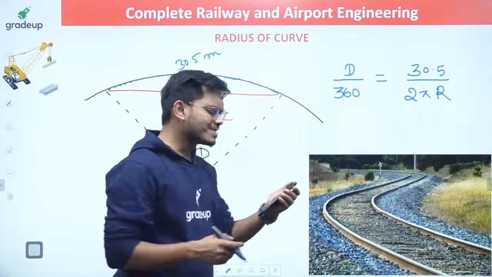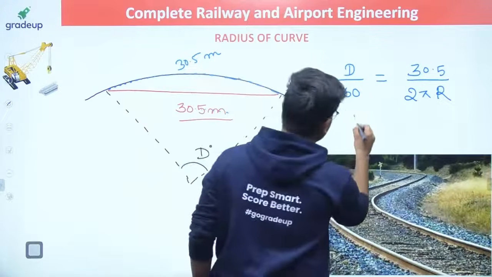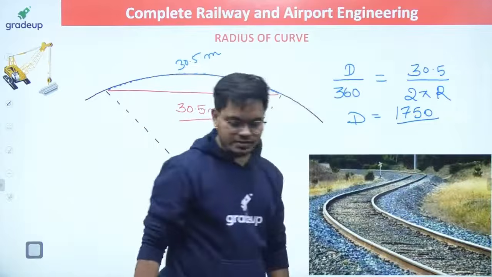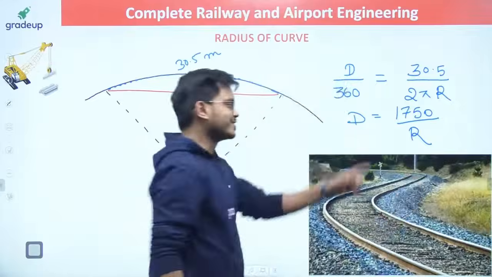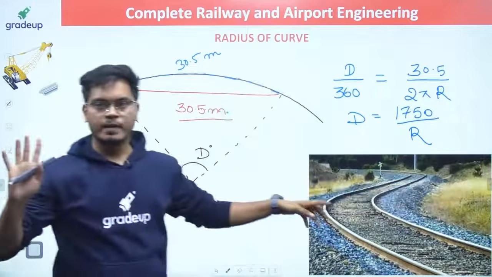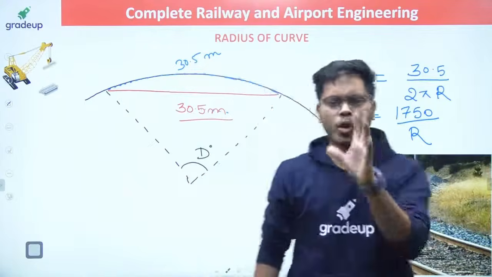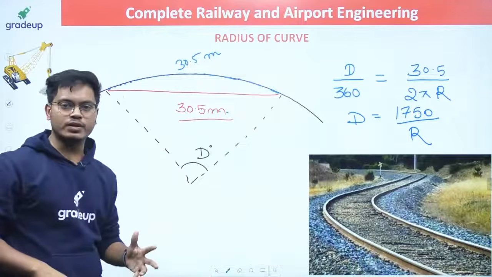This is almost 1750, everybody. From here you will get D equals 1750 by R. This is how you will get the value of radius if you have the degree in the question. Most of the time, guys, you have to use this 100 feet chord, that is 30.5 only.